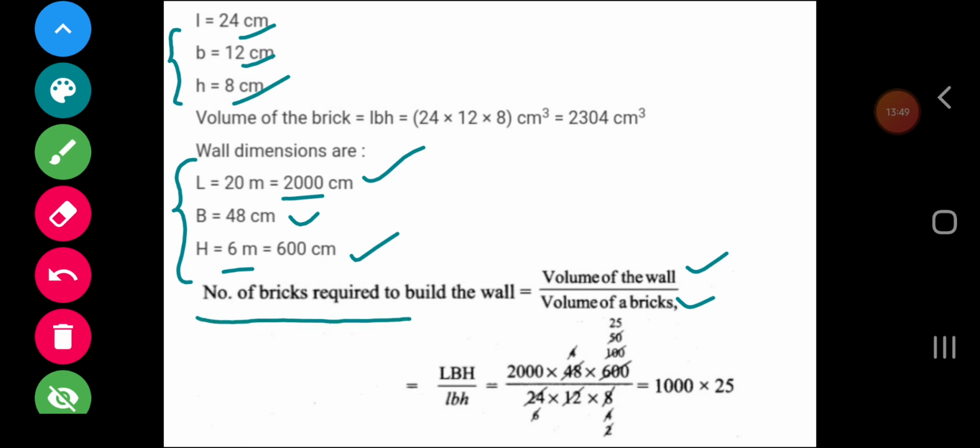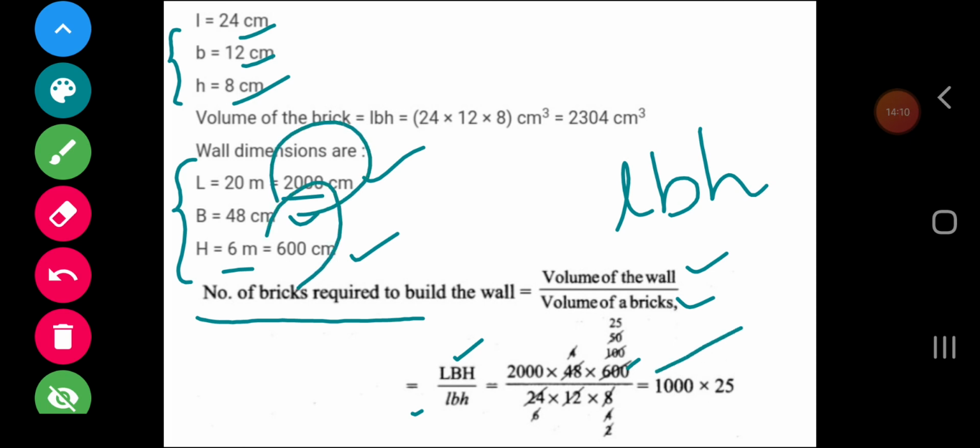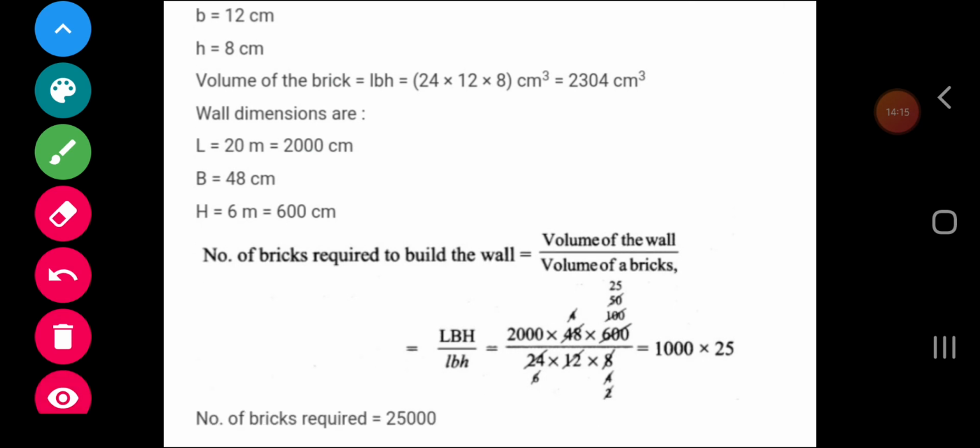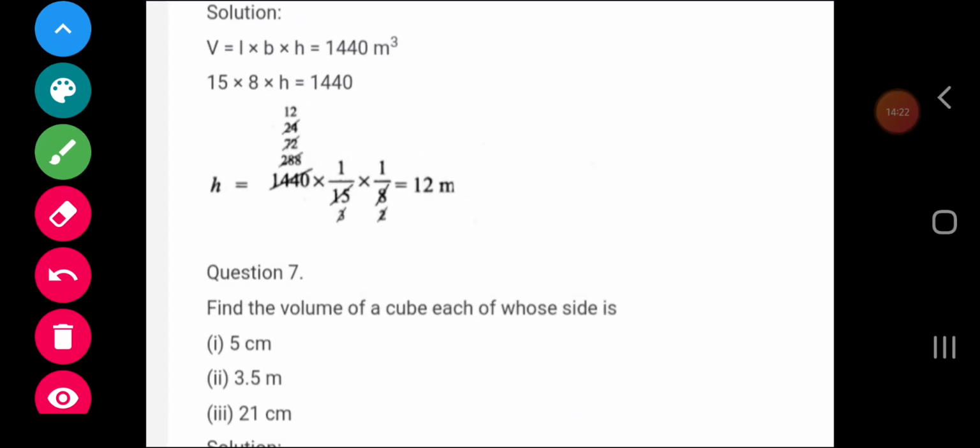We need to find the number of bricks required to build the wall, equal to volume of wall divided by volume of brick. Both will have the formula L into B into H, because it is a cuboid. So capital L into B into H divided by small l into b into h. So we have to substitute these values in the formula and simplify. When we cancel the common terms, we will get 1000 into 25. So number of bricks required equal to 25,000. That is our final answer.